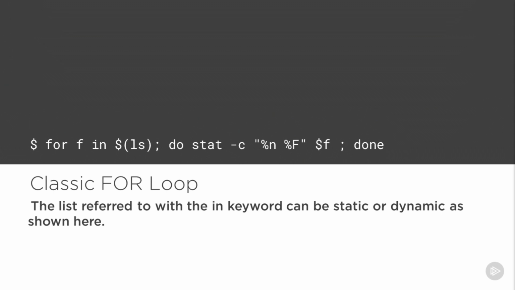We then go into our block and we're going to run a stat command against that element, and we're going to use %n, which is showing the name, and %f is going to show our file type. And of course we're working on our $f, our file that we're currently working with.